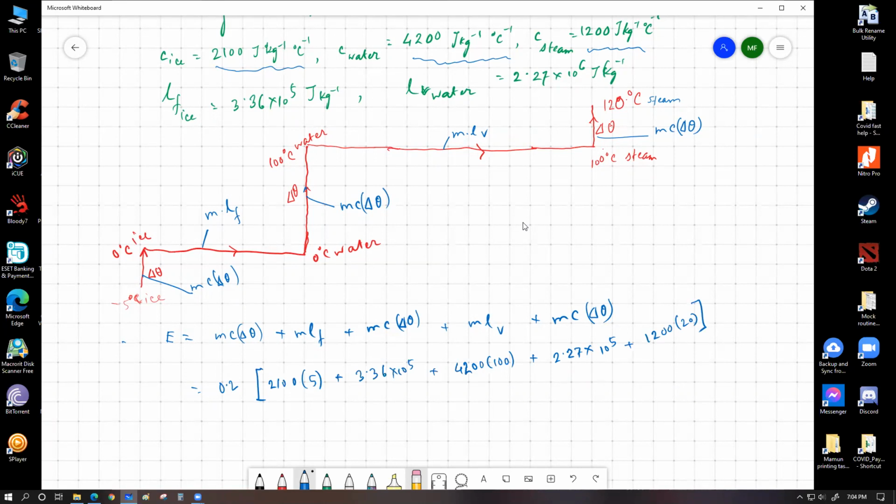See if it makes sense to you. Everyone, have a look at this line. This is a long line, but it is only 2 equations, MC delta theta and ML. If anyone has any question, ask about this line.